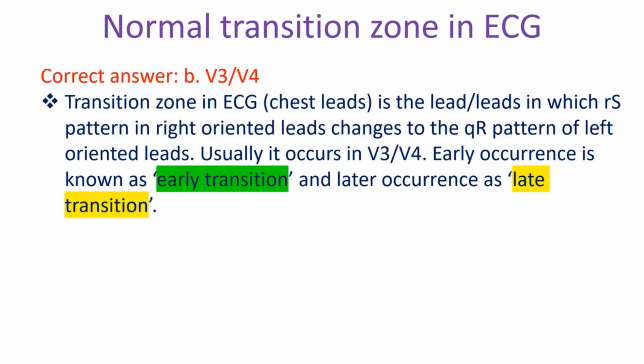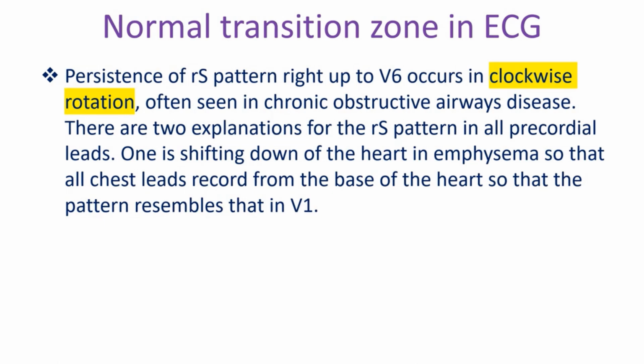Transition zone in ECG chest leads is the lead or leads in which the RS pattern in right oriented leads changes to the QR pattern of left oriented leads. Usually it occurs in V3 V4. Early occurrence is known as early transition and later occurrence as late transition. Persistence of RS pattern right up to V6 occurs in clockwise rotation, often seen in chronic obstructive airway disease.